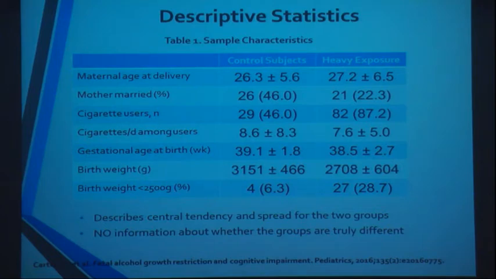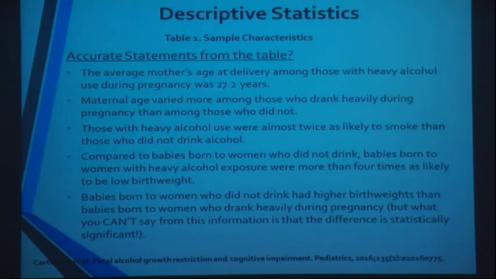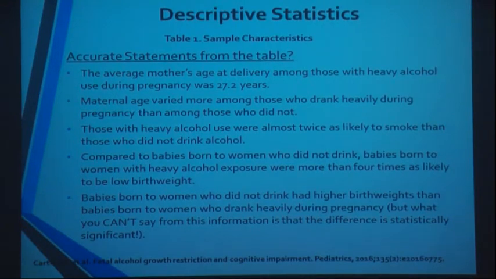Key thing here in this descriptive table: there's no information about whether the groups are truly different. I asked you, and the first thing you did was tell me they're pretty similar on maternal age. They are, to eyeball it, but there's no information here that tells us whether they're truly different or truly the same, because this is just a descriptive table. Here are a few statements you could make about the table. As I said, the average mother's age at delivery among those with heavy alcohol use during pregnancy was 27.2 years. That's a factual statement from the table.